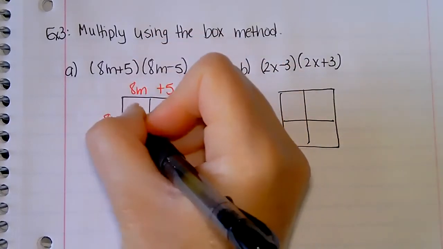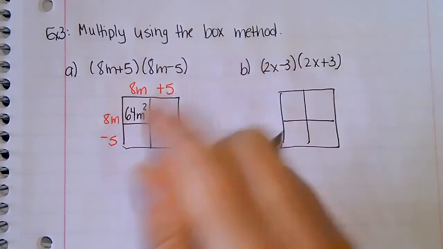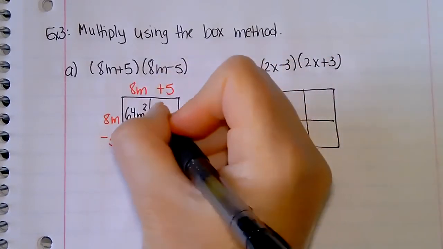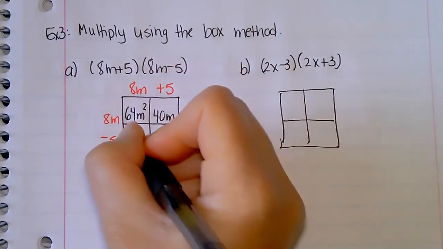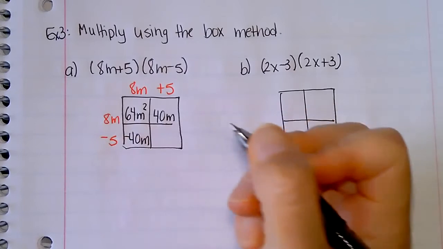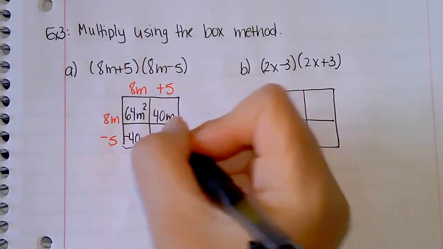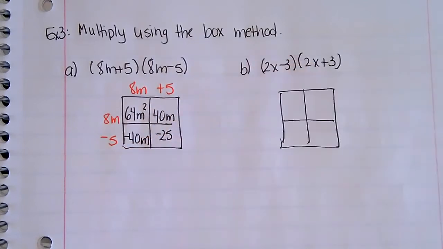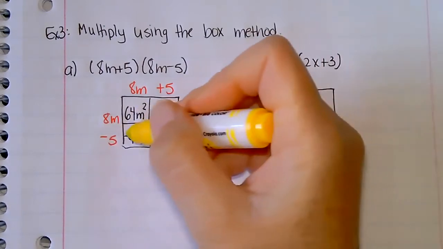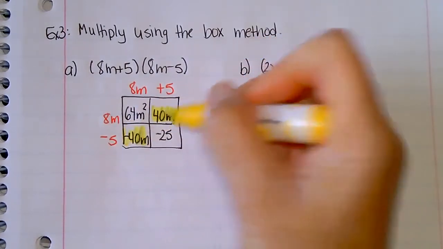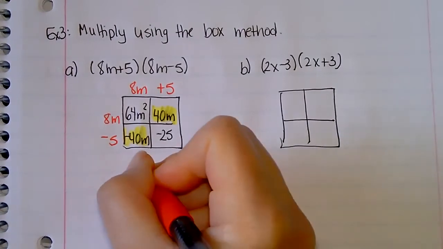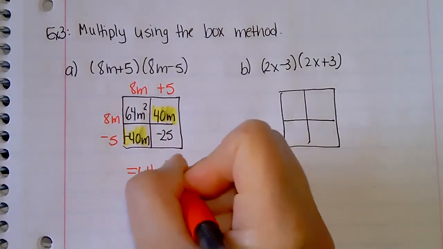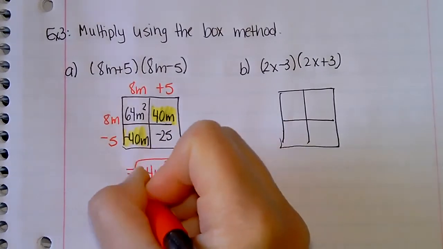8m times 8m is 64m squared. 8m times 5 is 40m. A negative 5 times 8m is a negative 40m. And a negative 5 times 5 is a negative 25. So again, what you're going to notice happens is the same thing that happened in the other problems. That positive 40m and negative 40m are going to cancel out, so I'm not going to have any m's. And my final answer is going to be 64m squared minus 25.